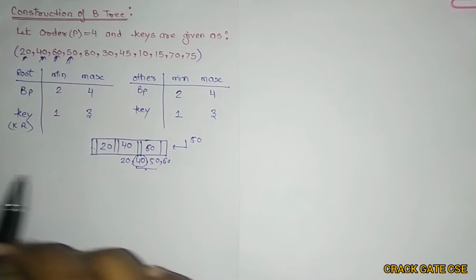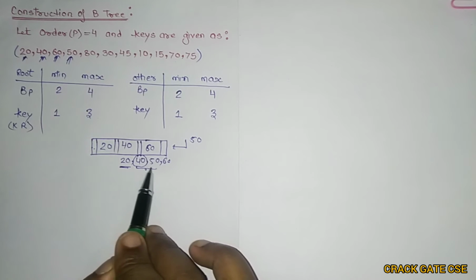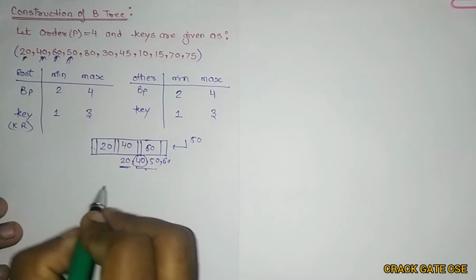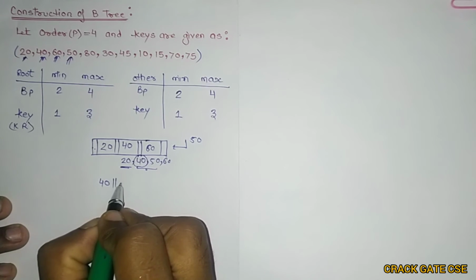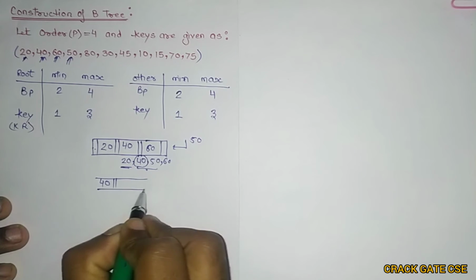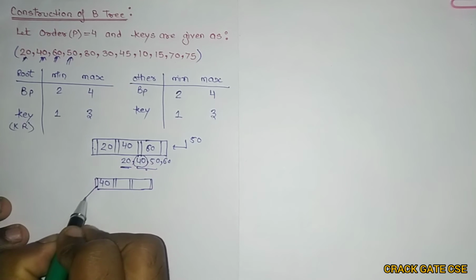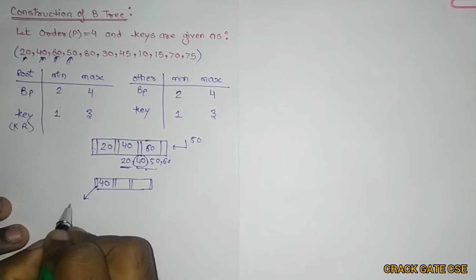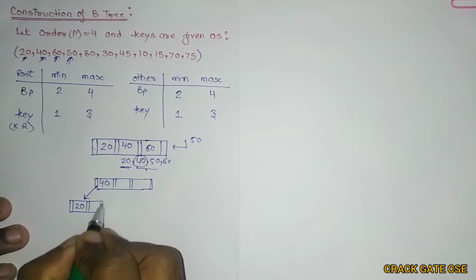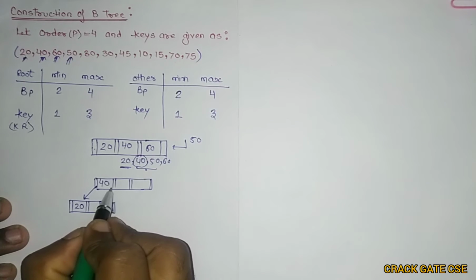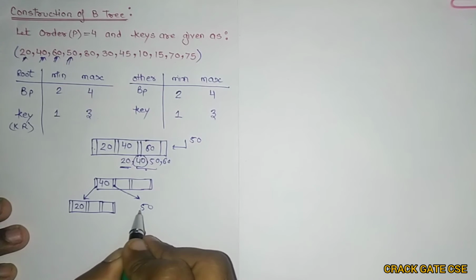This 40 will be the root node, the left of 40 will be the left node, and the right side of 40 will be in the right side node. So what will be the new tree? It will be 40. What will be in the left? 20, and the rest will be empty for now. What will be at the right hand side? 50 and 60.